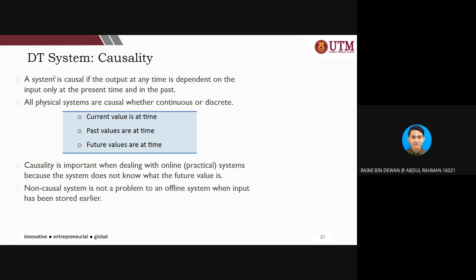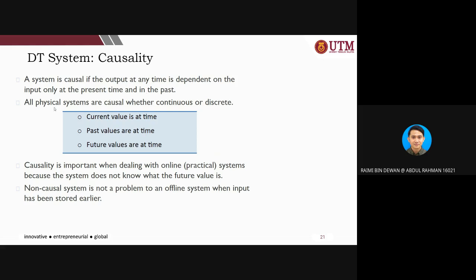Okay, we continue. Discrete time for causal now. A system is causal if the output at any time is dependent on the input only at the present time and in the past. Remember, it is only causal if the output depends on input at present time and in the past, only in the past, not in the later time, not the future value.